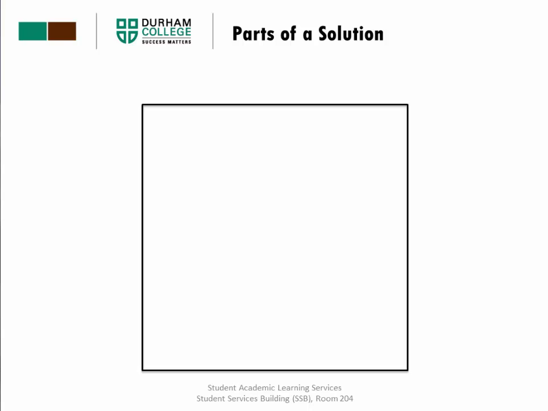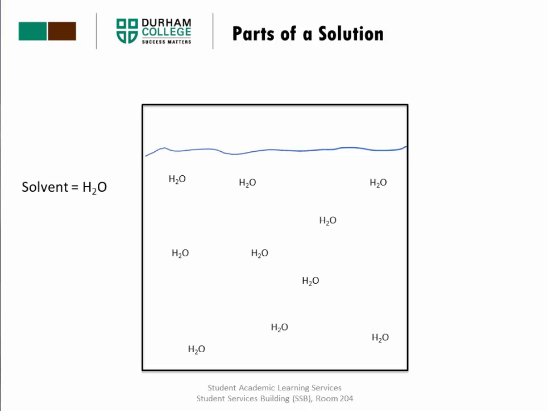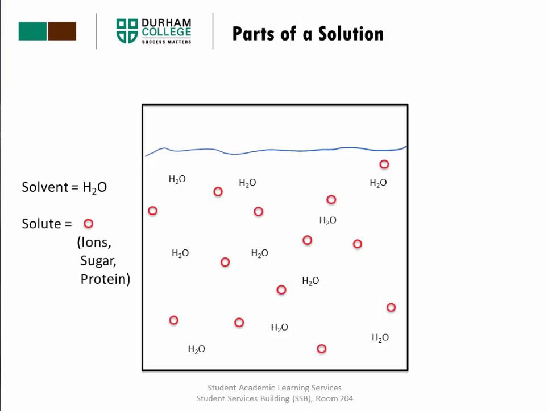To look at an example of this, let's pretend we have a container that we fill with a solvent, in this case water. We can then add a solute, dissolving ions or sugar or protein into the water. We now have a solution. If we were to add more solute, then we would have a solution of higher concentration. If we were to remove some of the solute, we would have a solution with lower concentration.